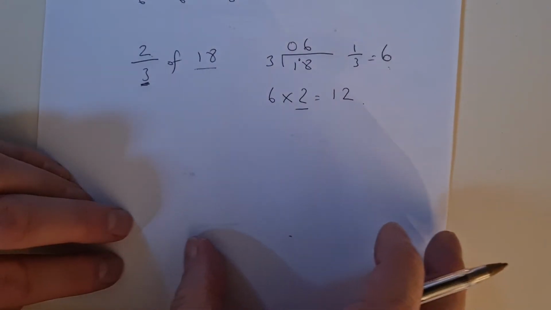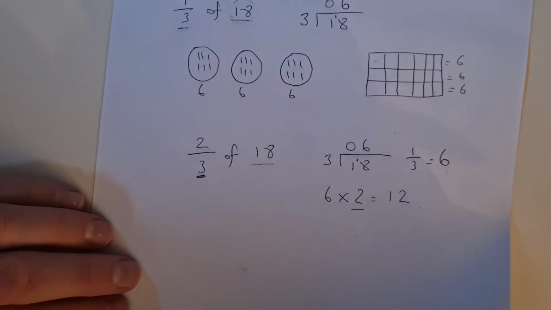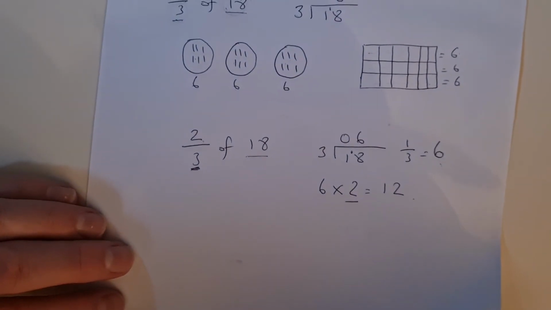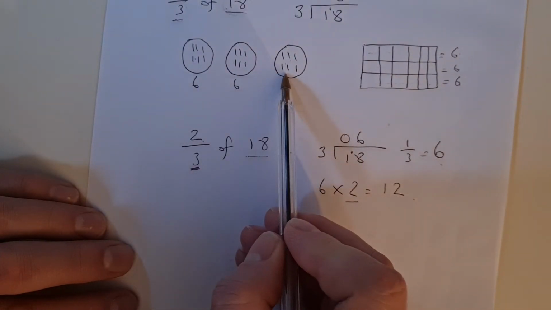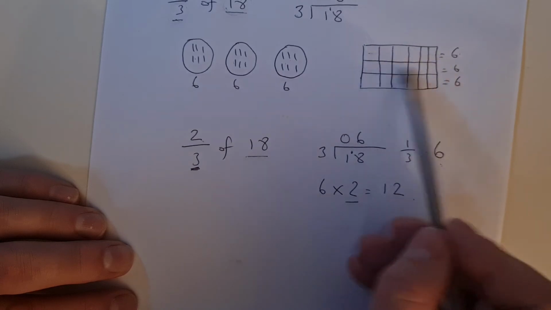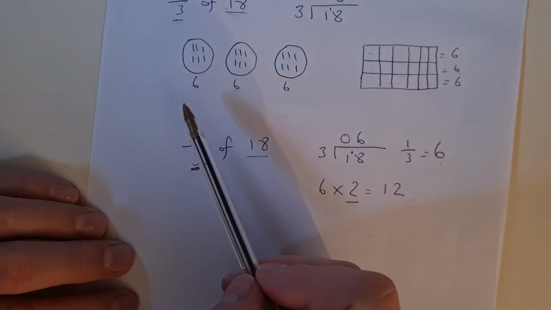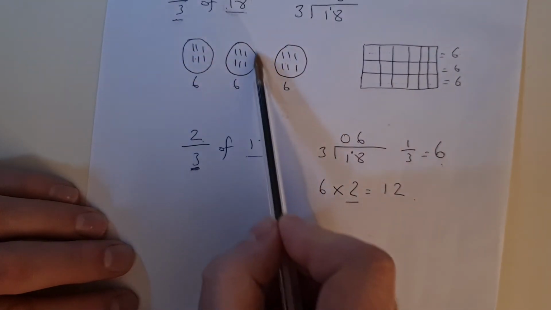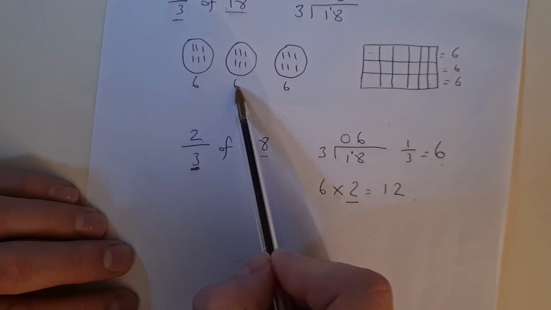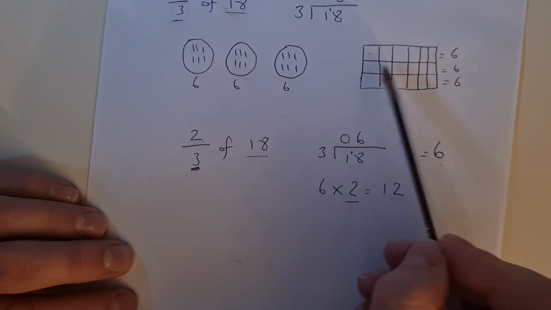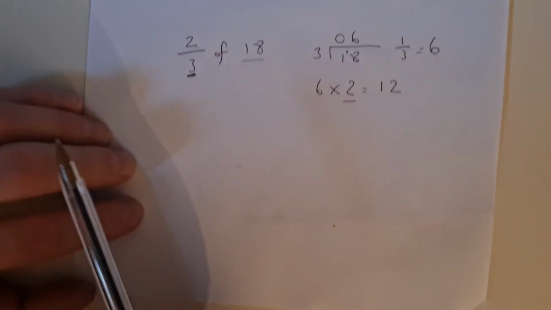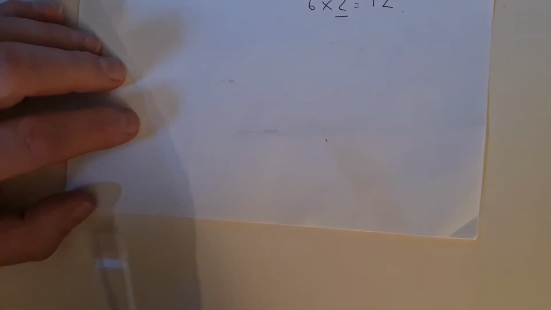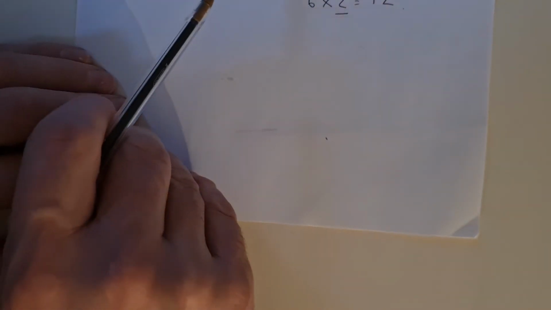Again, if I just look back at my visual representation here, I worked out my thirds, and here as well, 3 rows with 6 in each. If I want 2/3, well, I just look at 2 of these groups. 6 and 6 is 12. I look at 2 of these rows. 6 and 6 is 12. Those are the kinds of questions that those of you who are doing the B challenges will be on.